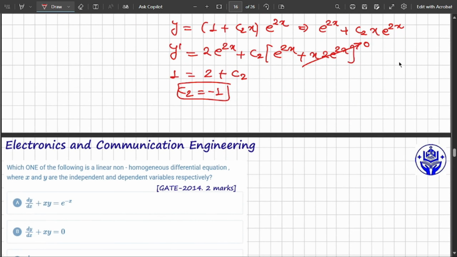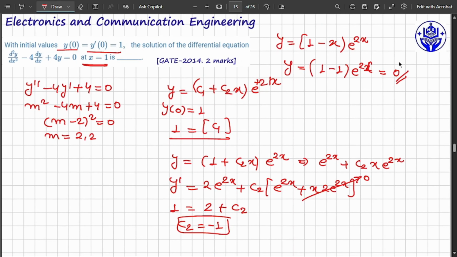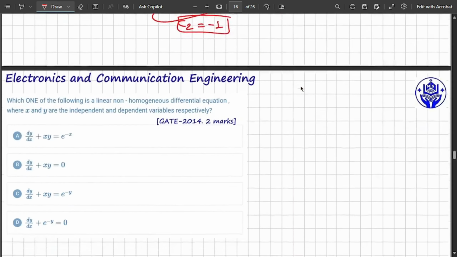Next will be a related question. One thing, let me check it here. If I differentiate, it will be 2 here, it will be 2 here, this will get cancelled, this will be minus 1, then yes, it's the correct answer. Okay, next one.